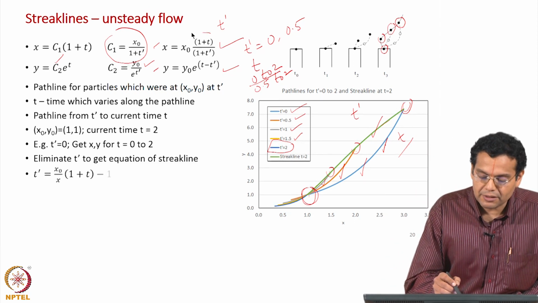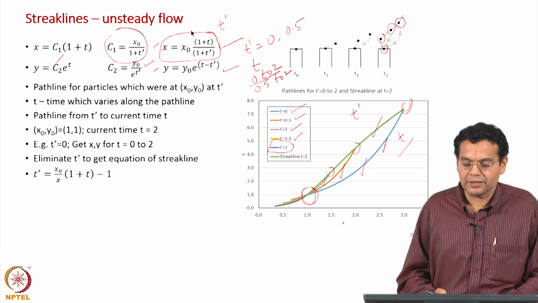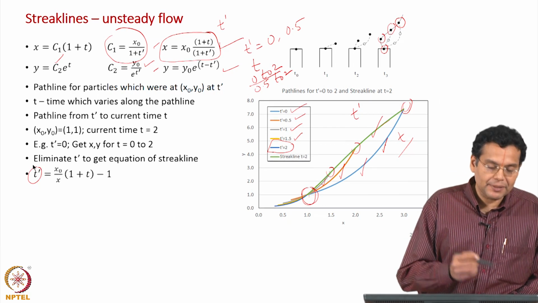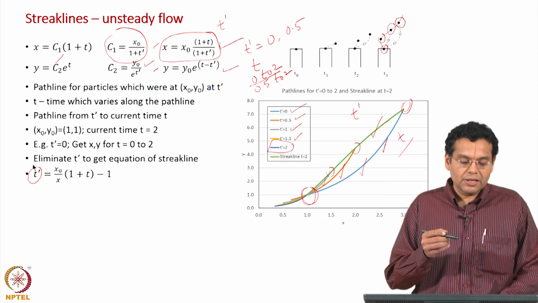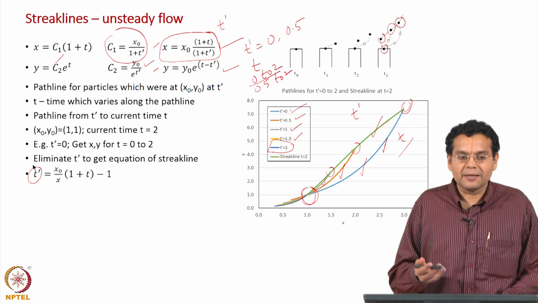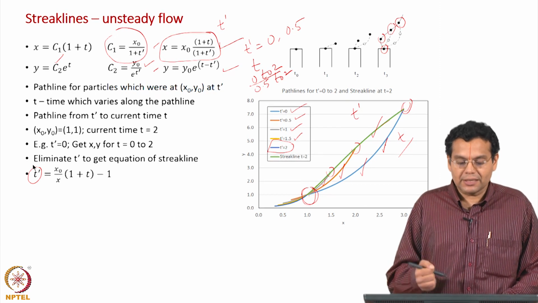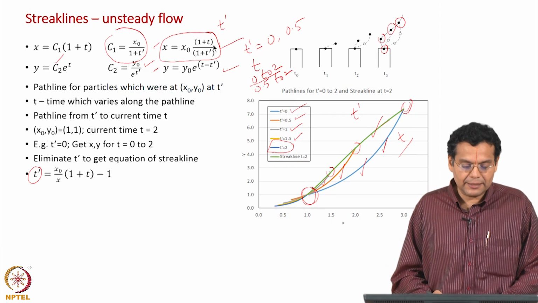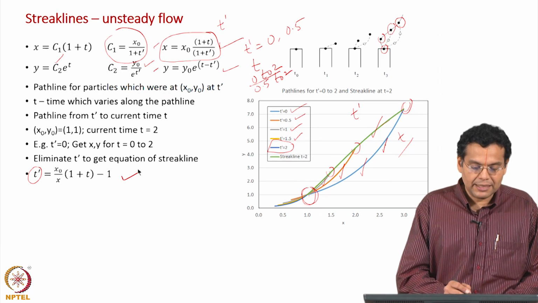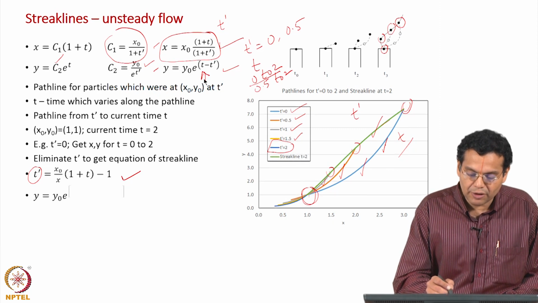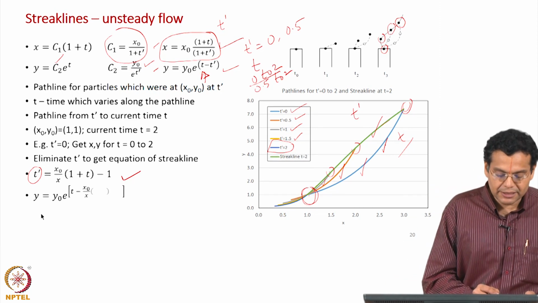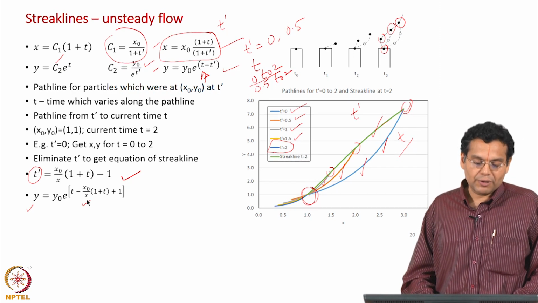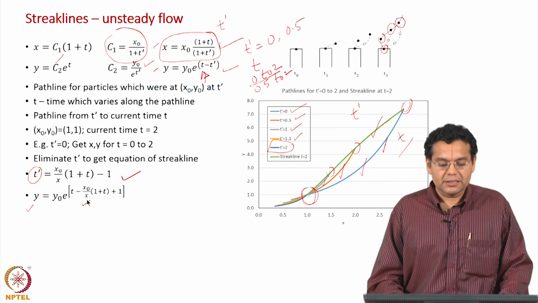Take this equation for the x coordinate as a function of time and rearrange it for t dash. In the case of a path line we rearranged for t, of course there was no t dash there, and then substituted in the expression for y. In the present case we rearrange for t dash because that is the variable to be eliminated. We get this expression for t dash and then substitute in this equation for y, so that we have an expression relating y and x, which are the coordinates along the streak line.